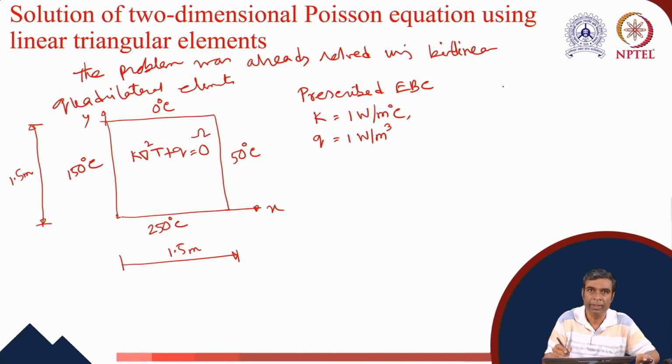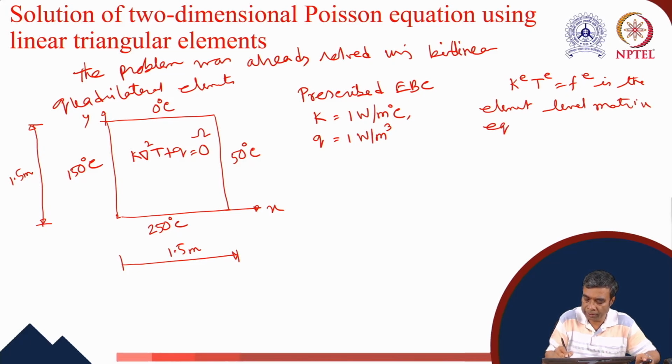We know that the element level matrix equation is K^e T^e equals F^e. This is the element level matrix equation system.